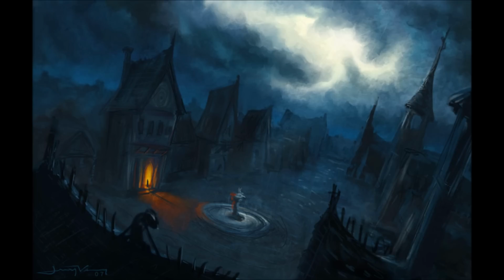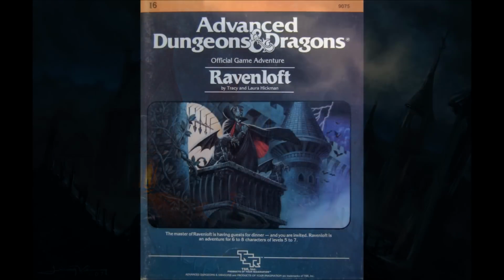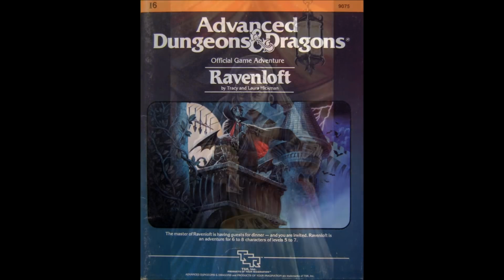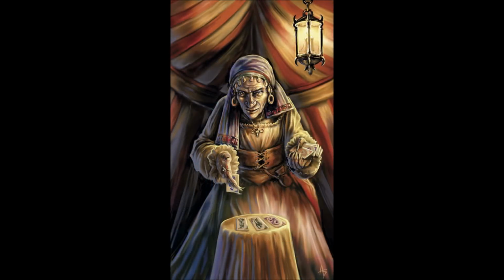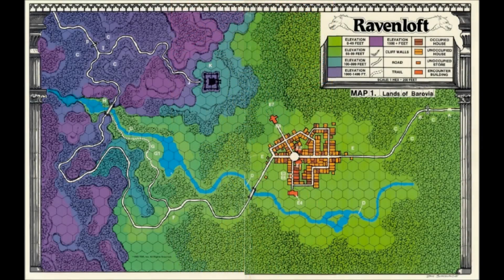Unfortunately, as written, the module has severe problems with its plot hooks. The gypsy encounter with Madame Eva certainly seems important to the atmosphere and plotting of the module, yet it is entirely possible to miss the encounter altogether because of where Hickman placed the gypsy camp.